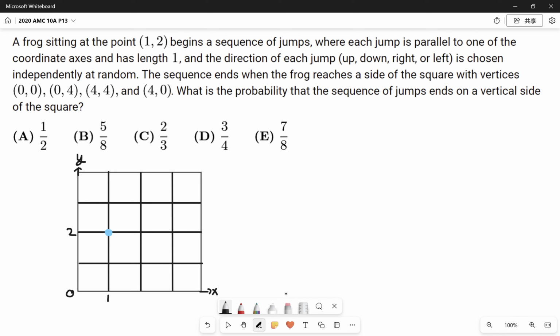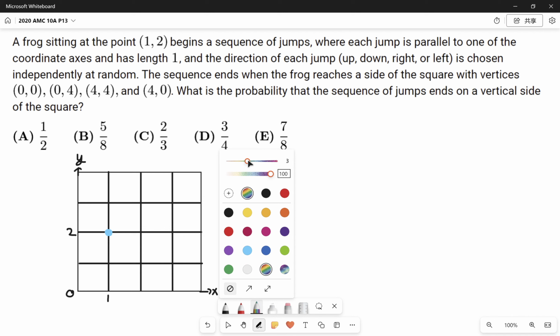There are 5 options here. I've started off by drawing the coordinate system and drawing our square. So this is (4, 4). And the blue dot is where the frog starts, at (1, 2). So what does it mean by on the vertical side of the square? It means either this side or this side. So either side counts as the vertical side of the square.